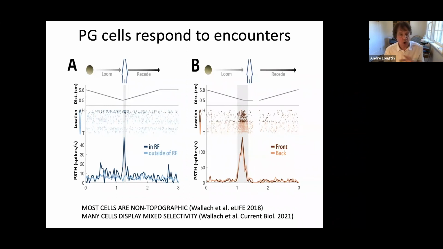Most of the cells are not topographic. You put it at the head or the back of the fish or anywhere, you always get the response. So in a way, space has been stripped away and you're left only with time. It's going to be this time where something happened. I encountered an object.